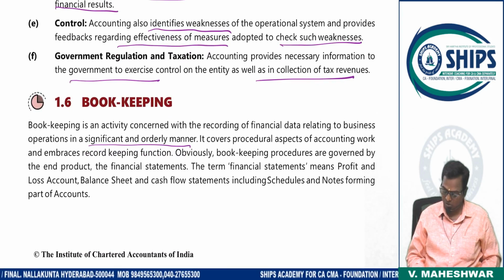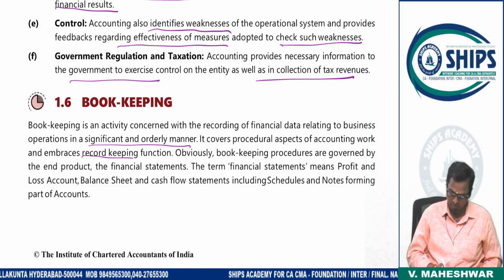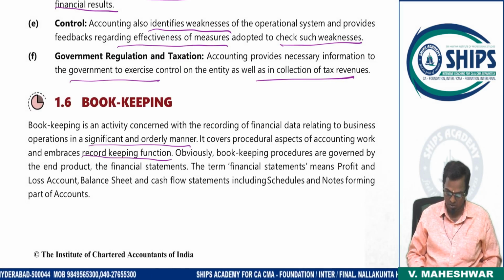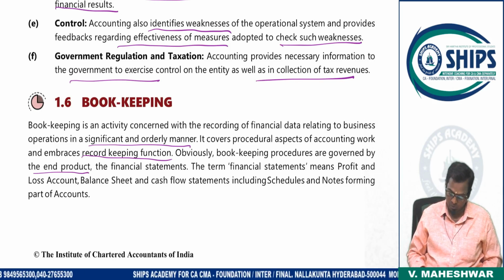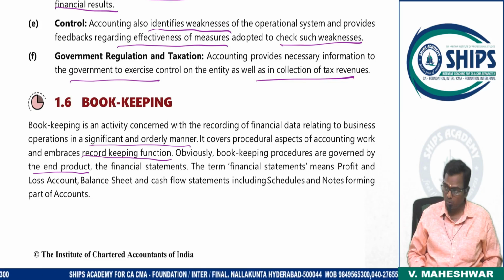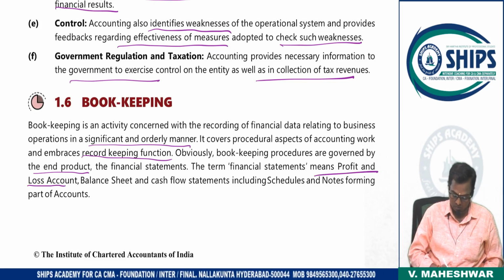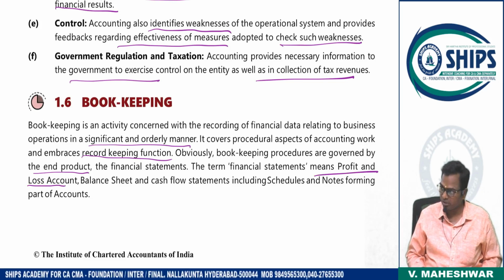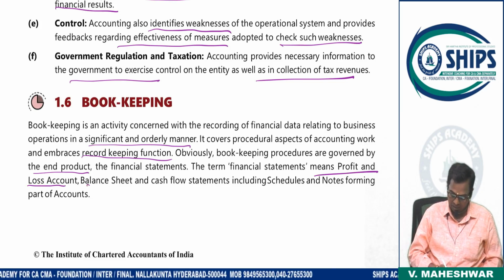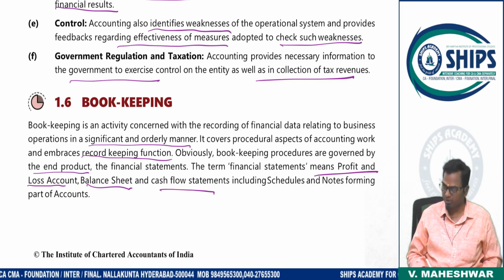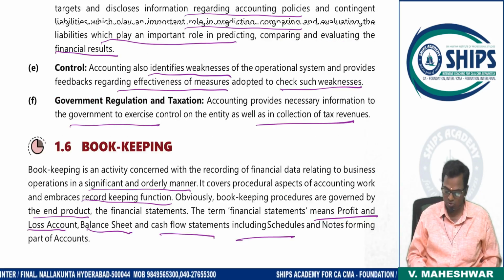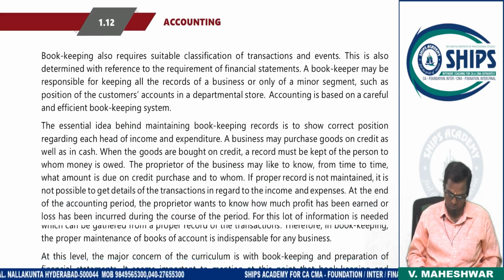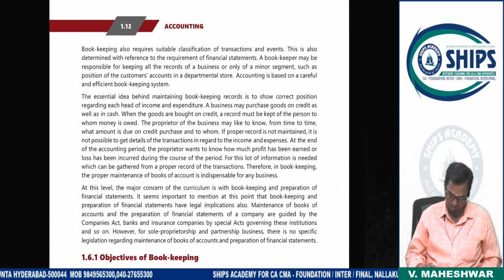It covers procedural aspects of accounting work and embraces the record keeping function. Obviously bookkeeping procedures are governed by the end product. What is that? End product: the financial statement. The term financial statement means profit and loss account, isn't it, sir? Financial statement is profit and loss account, balance sheet and cash flow statement, including schedules and notes forming part of the accounts. So this one is complete information that has been given.